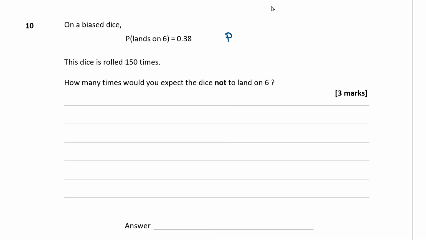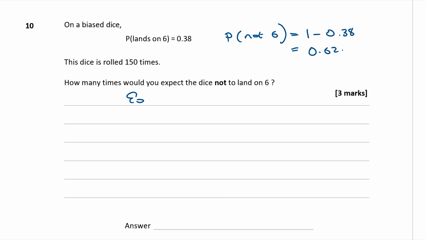So what's the probability of not 6? The probability of not 6 is 1 minus that, isn't it? 1 minus 0.38 is going to be 0.62. So the probability it lands not on a 6 is 0.62. So how many times would we expect the dice not to land on 6 in 150 rolls?